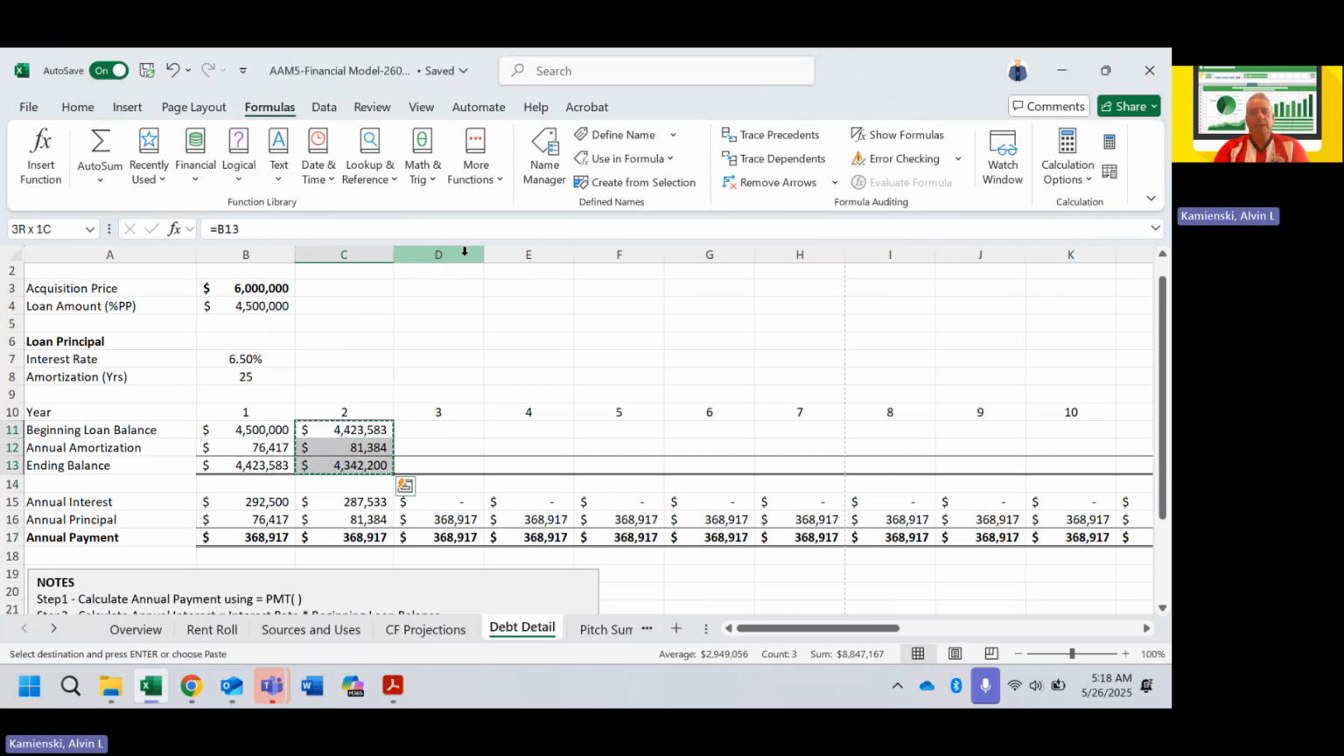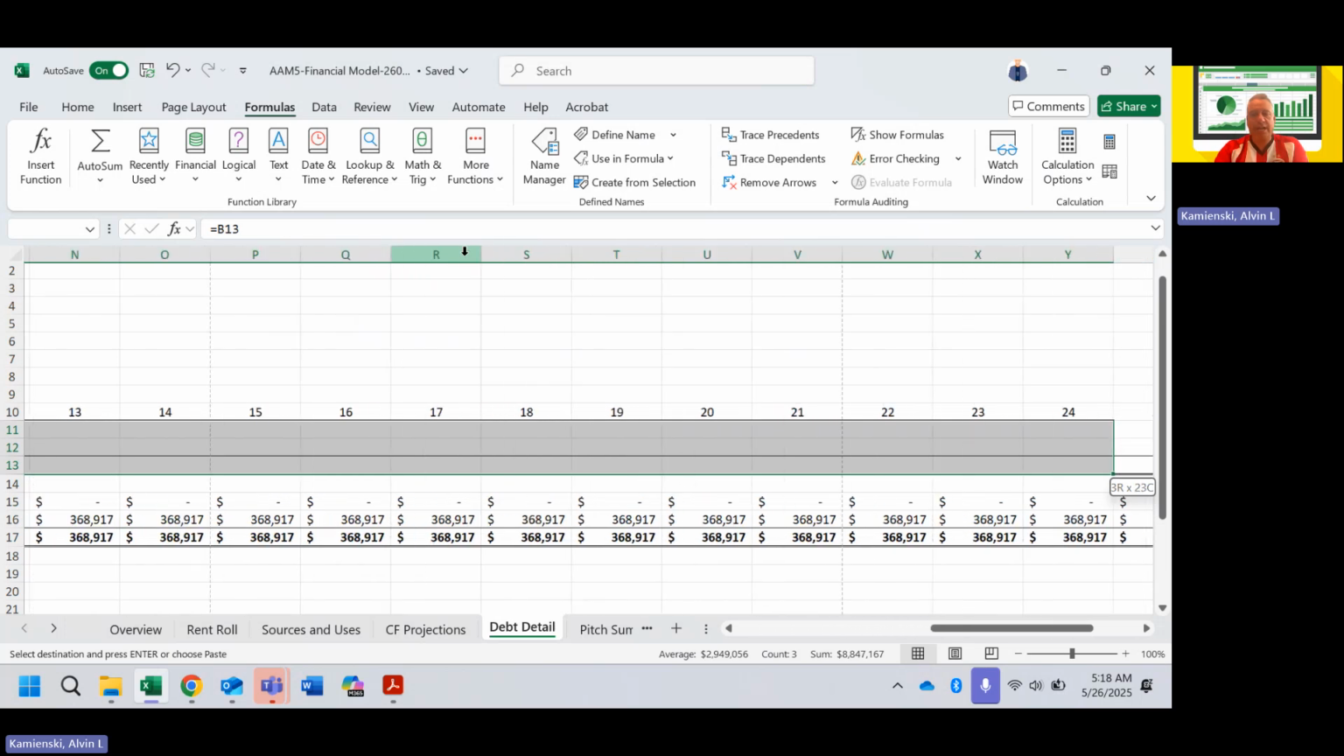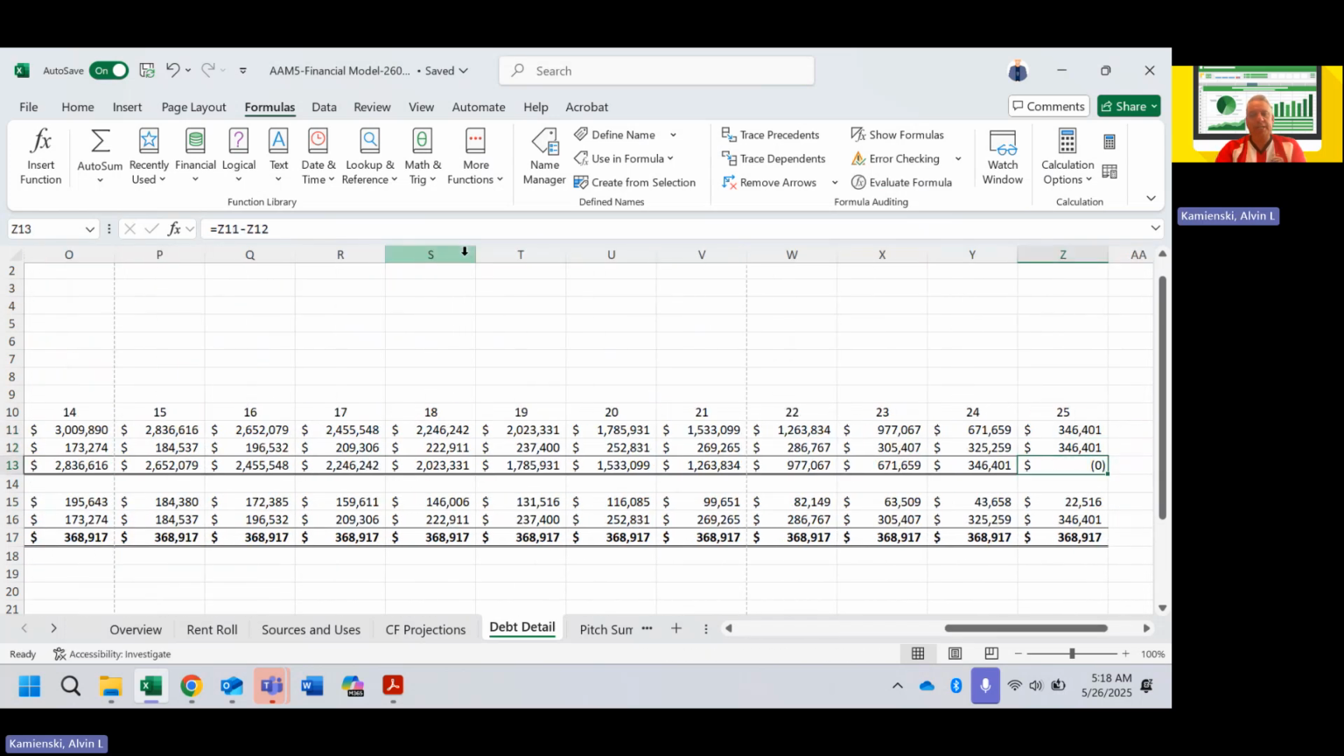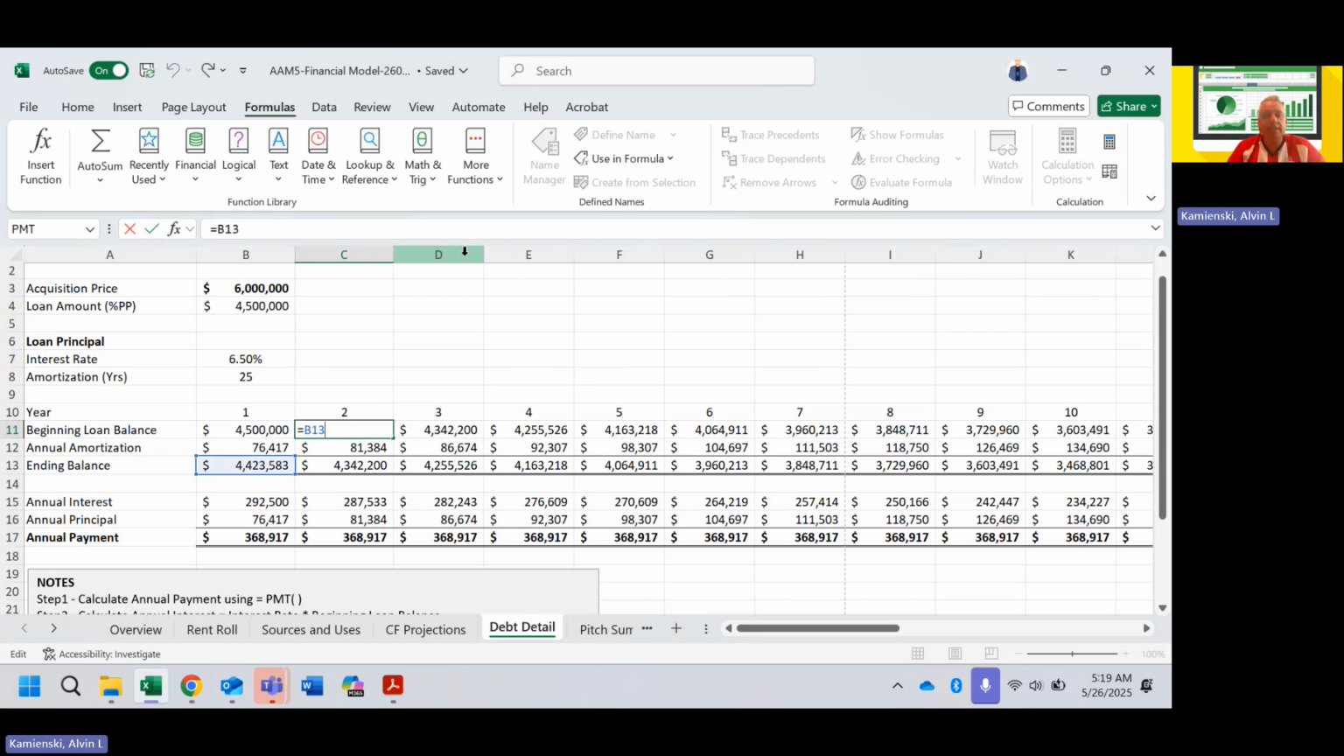Once you have year two, you should be able to copy and paste through the end, and then we should see by the end of the 25 years, how much do you owe? Nothing. Yeah. Cell C11 equals B11. So the beginning balance for the next year is equal to the ending balance from the previous year. Any questions? Good. Okay.